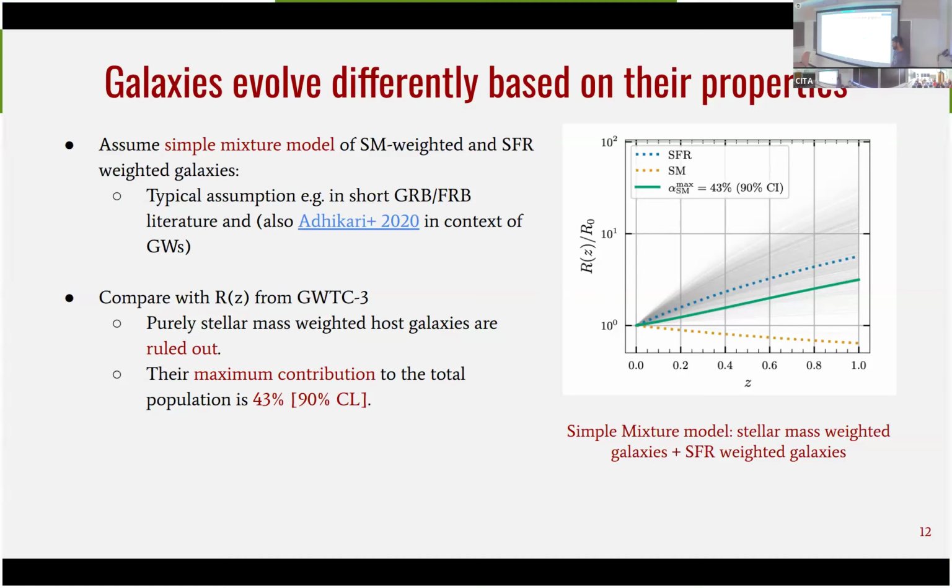And then what we do is compare these black lines with the mixture model that I mentioned and say that purely stellar mass weighted galaxies are ruled out. And the maximum contribution of such galaxies, which follow this kind of rate evolution, would be 43% at 90% confidence.